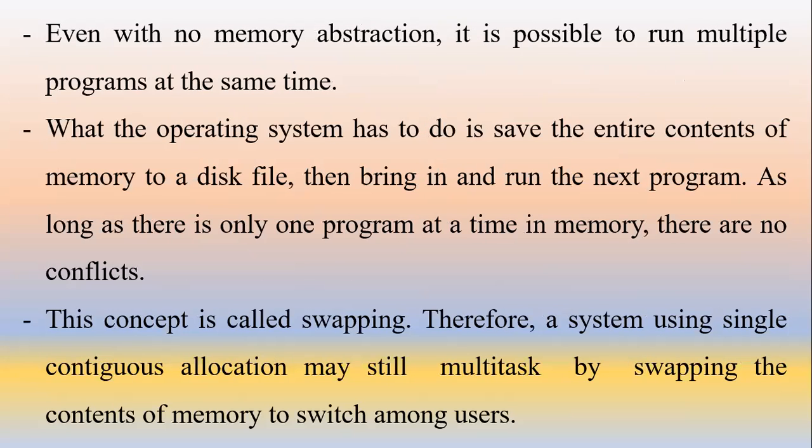Even with no memory abstraction, it is possible to run multiple programs at the same time. What the operating system has to do is to save the entire contents of memory to a disk file, then bring in and run the next program. As long as there is only one program at a time in memory, there are no conflicts. This concept is called swapping. Therefore, a system using single contiguous allocation may still multitask by swapping the contents of memory to switch among users.